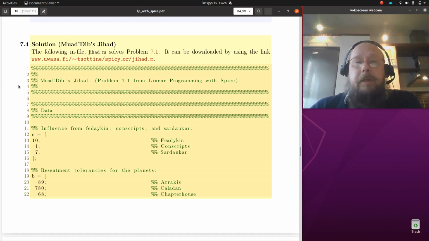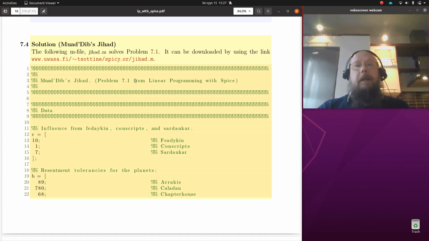So I will just go through this code and the new points through these lecture notes, and not open Octave. Of course, here is the link where you can download this M file. It's called jihad.m. The beginning is the same as always, telling what's happening here. This is Muad'Dib's jihad problem 7.1 from Linear Programming with SPICE. And then there's the data of the problem, so it's c, A, and b.